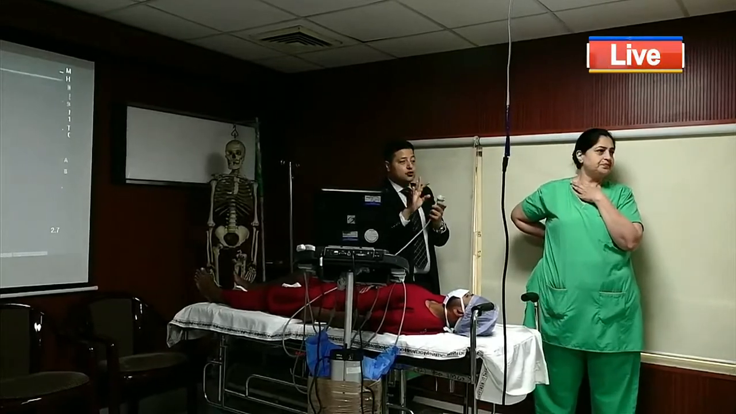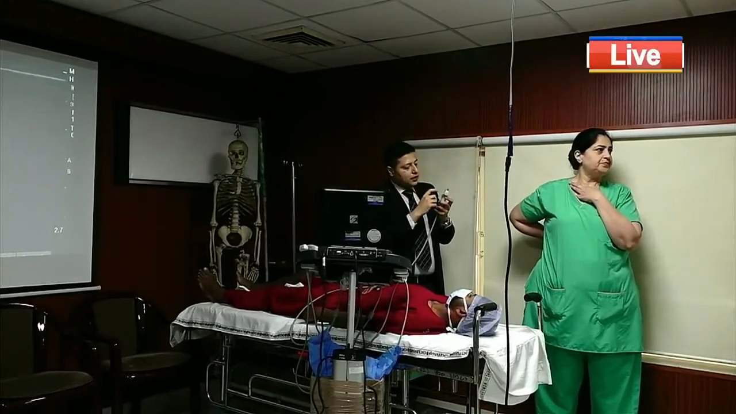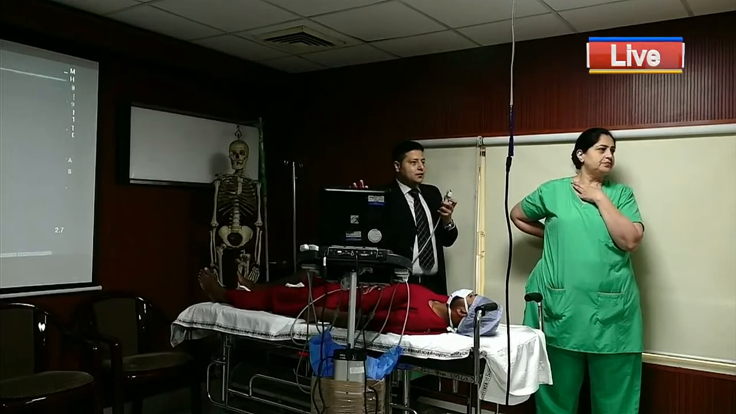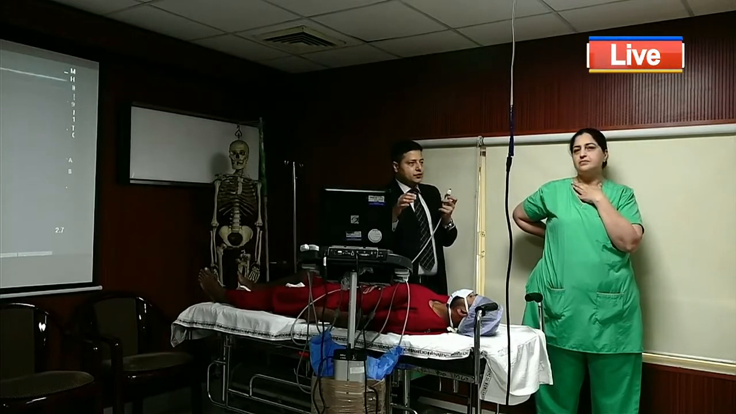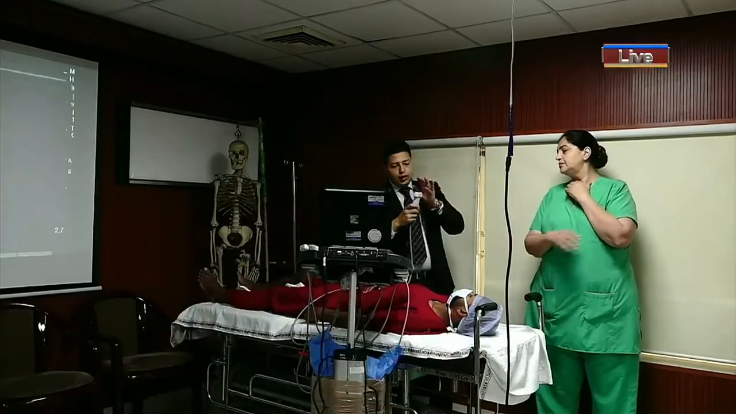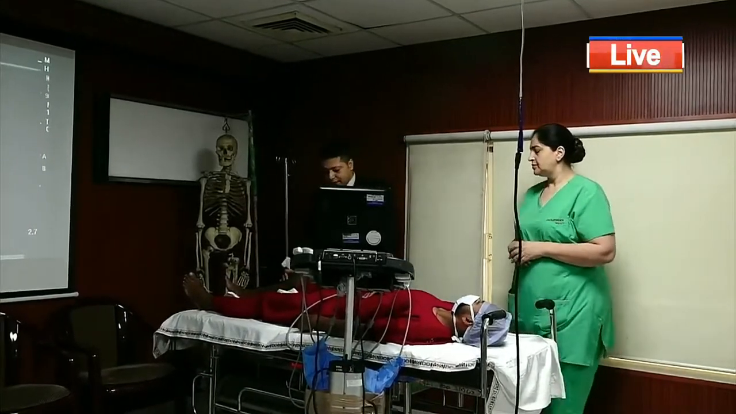So there are various modes. You can use these settings to make sure that this emits only 6 megahertz or only 13, and a mix also. Usually it is set in the mid range. Okay. So now we are going to start this examination for the knee.